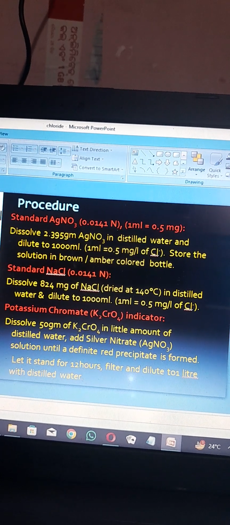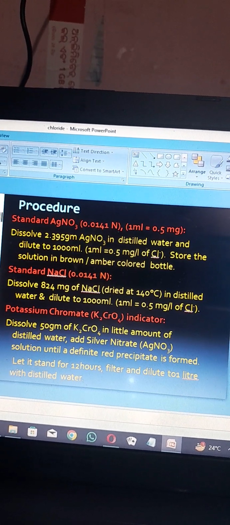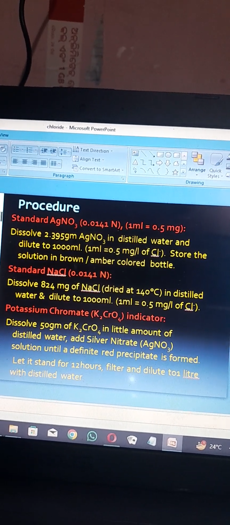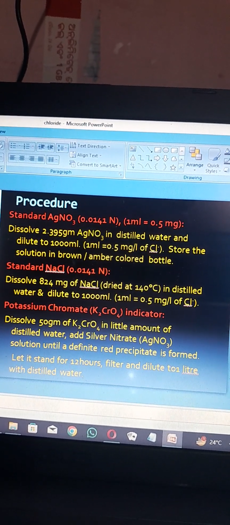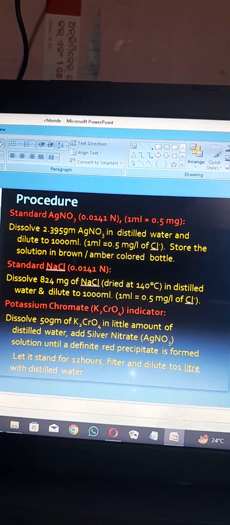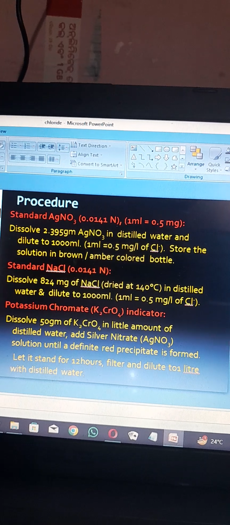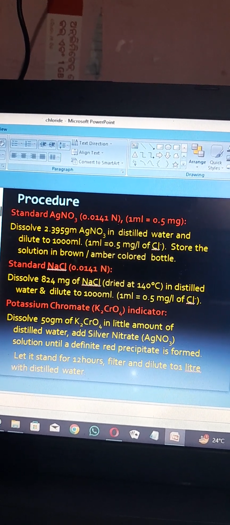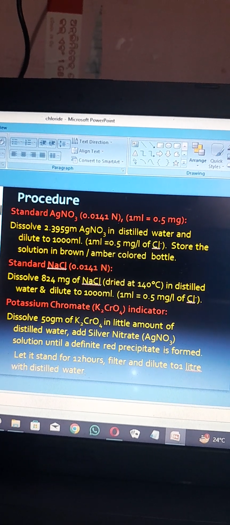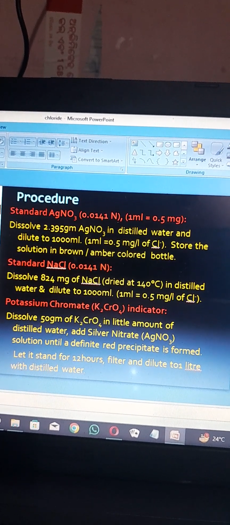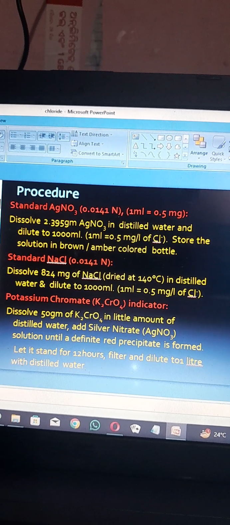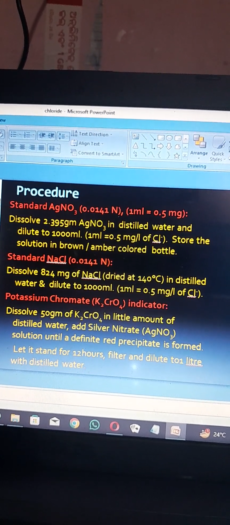Then we have to prepare sodium chloride. For this we have to weigh 0.824 gram of sodium chloride, which is dried before at 140 degrees Celsius in a hot air oven, and add it in distilled water and dilute to 1000 ml. Then we have to prepare potassium chromate indicator. For this we have to weigh 50 gram of potassium chromate. First add a little amount of distilled water and add silver nitrate until a definite red precipitate is formed.